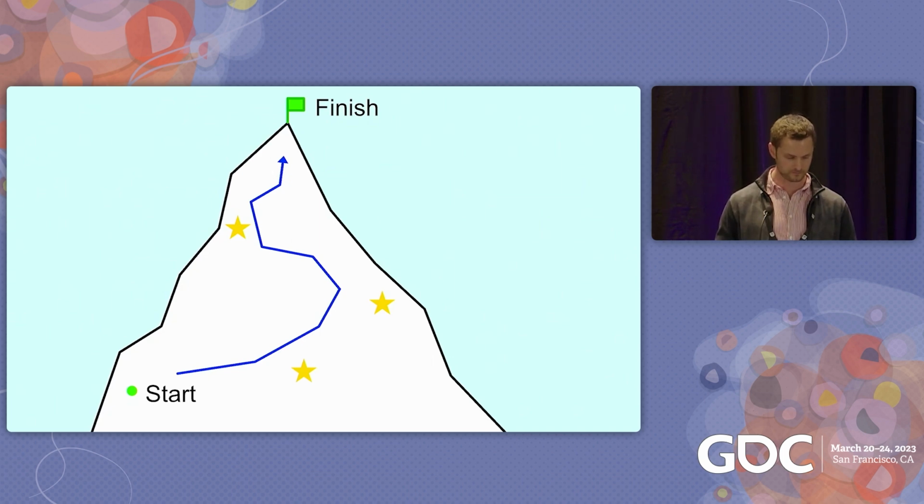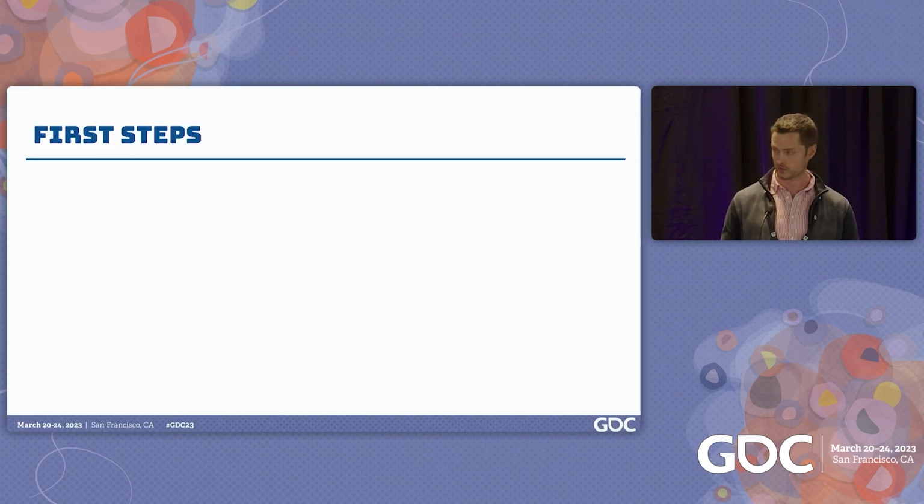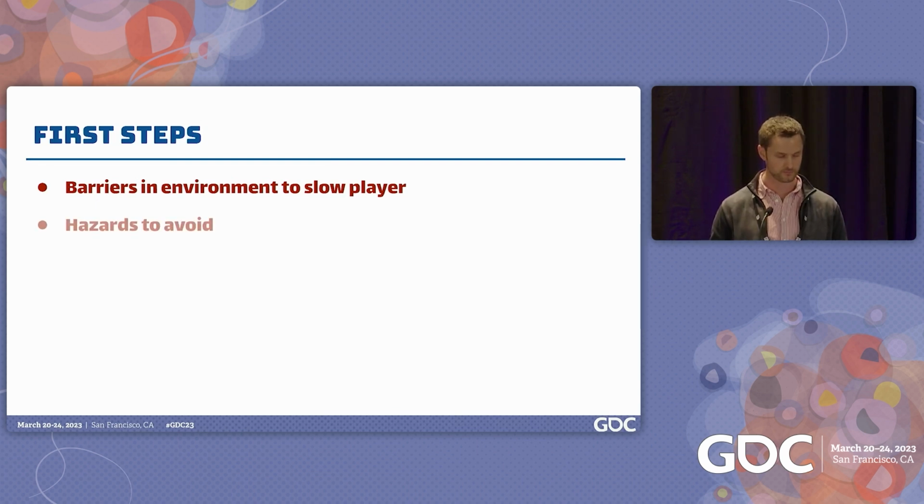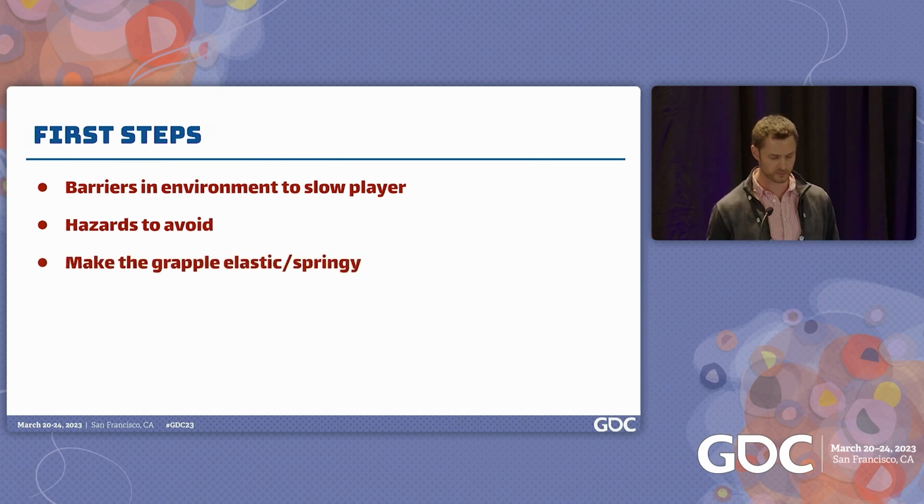Now, there were some first steps that I needed to take here. Obviously, I needed some barriers in the environment to slow you down and to form the shape of the level. And I needed some hazards to avoid to make it a bit more of a challenge. But the other thing was I needed to make the grapple a little bit more elastic and springy to fit the kind of feel that I was looking for.